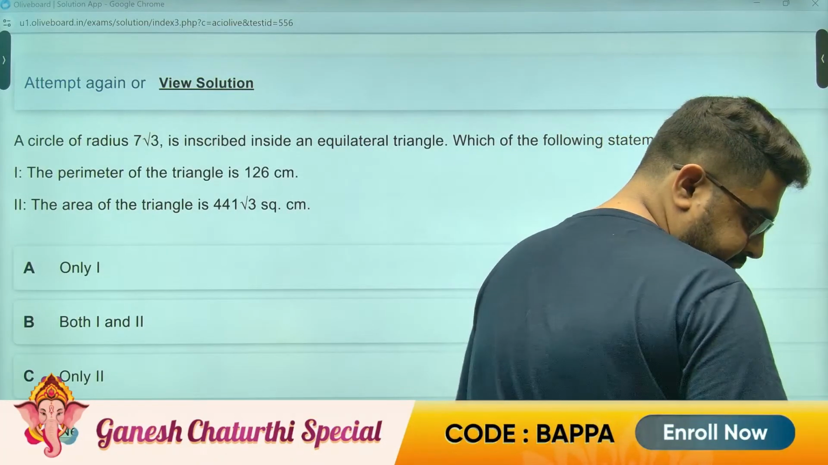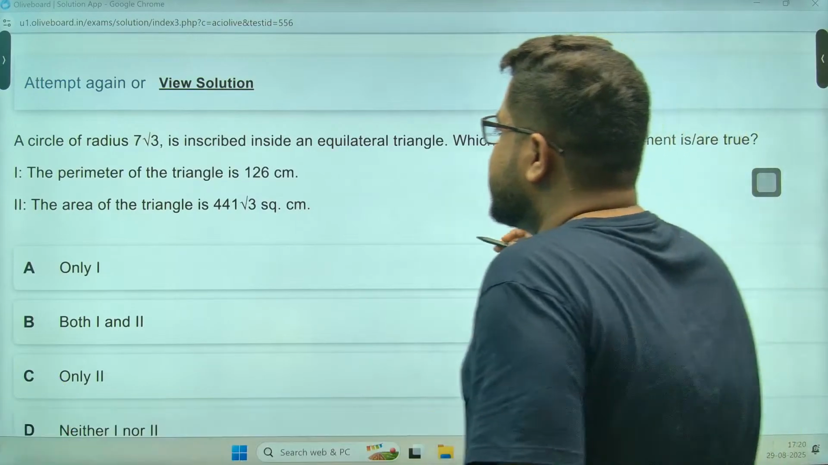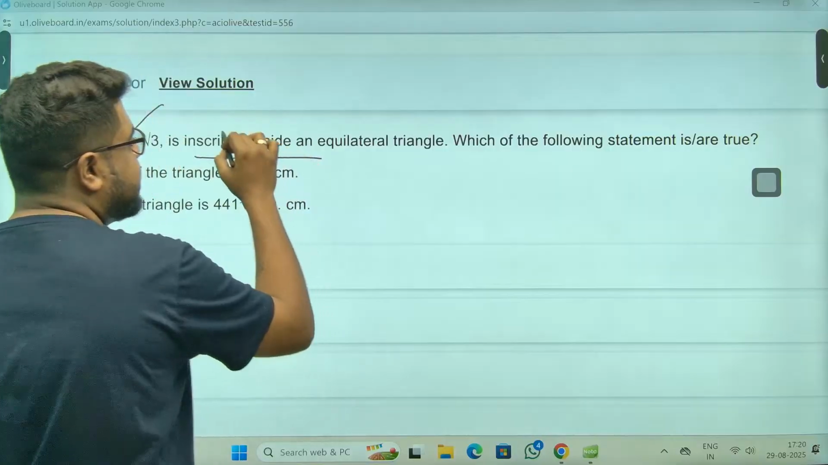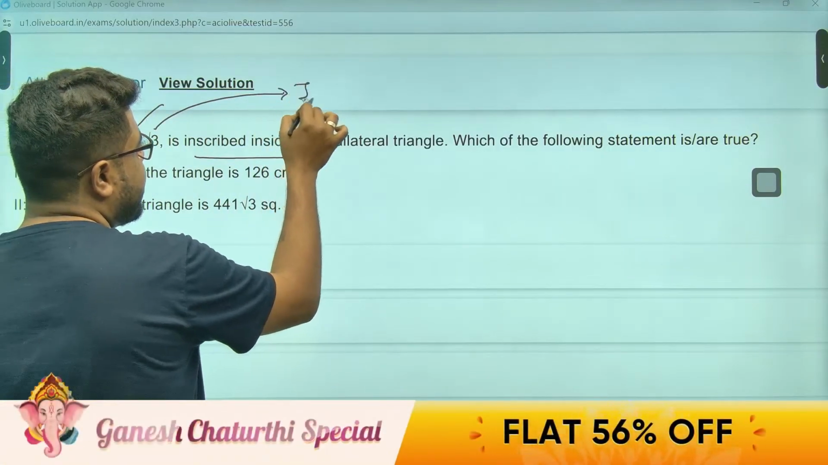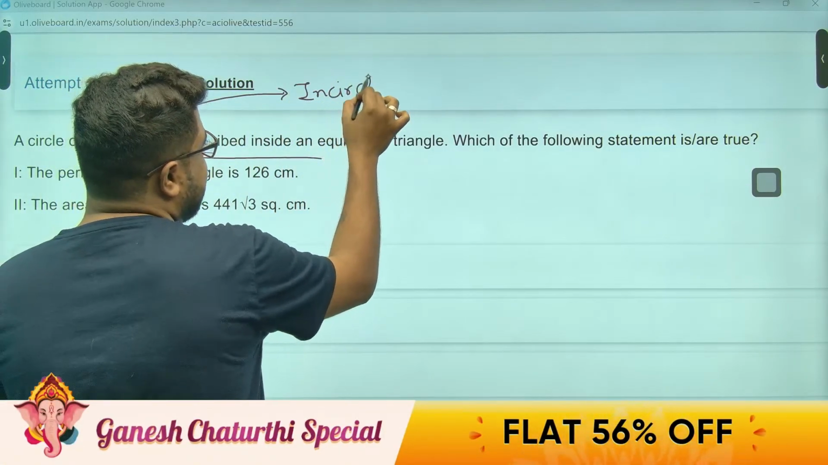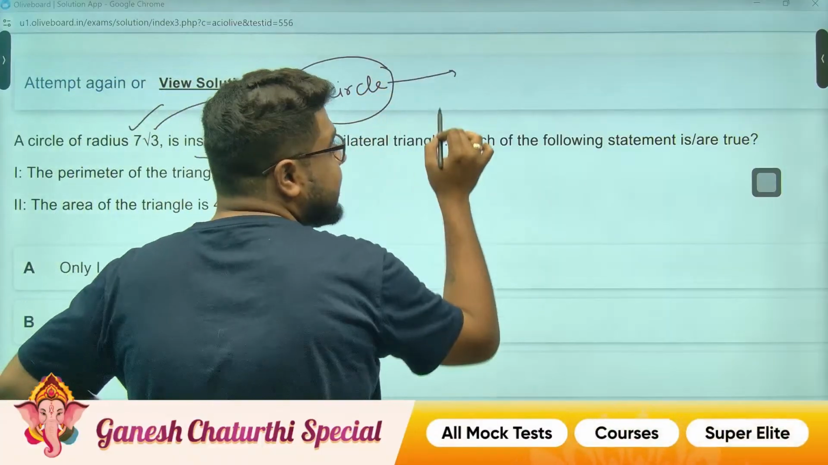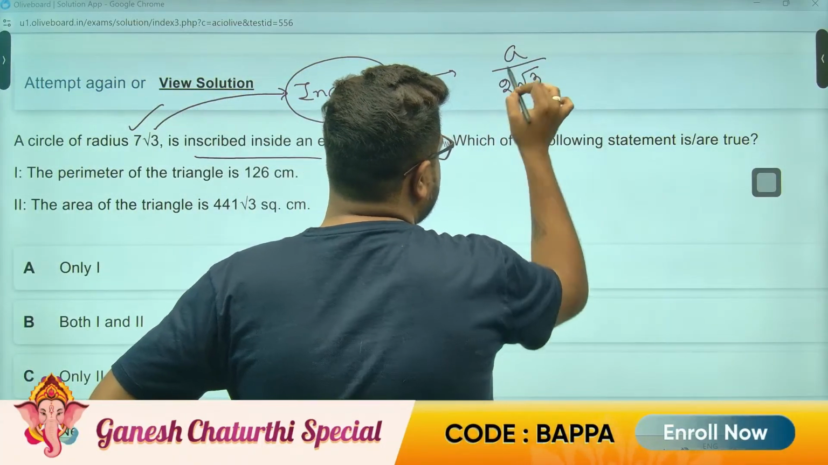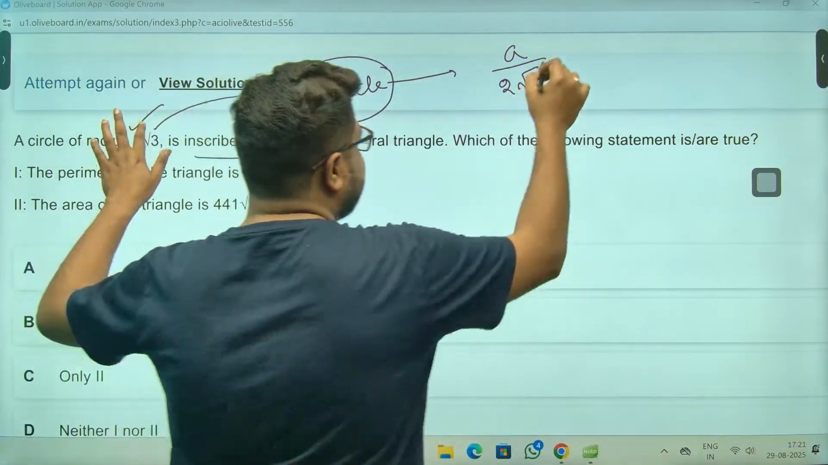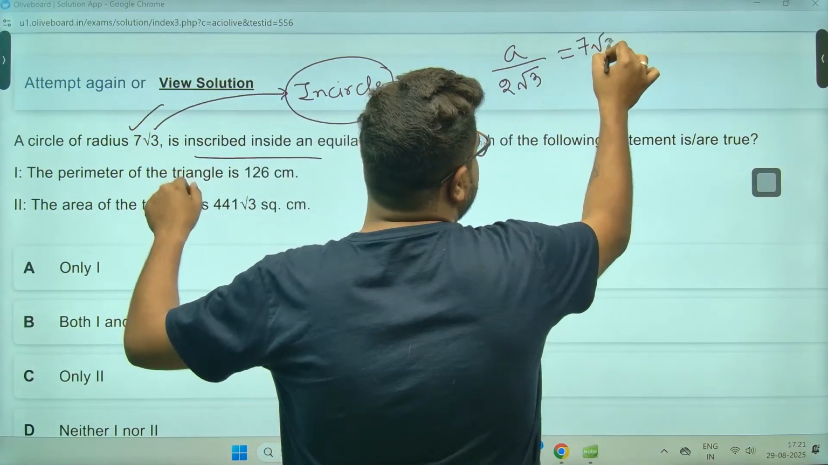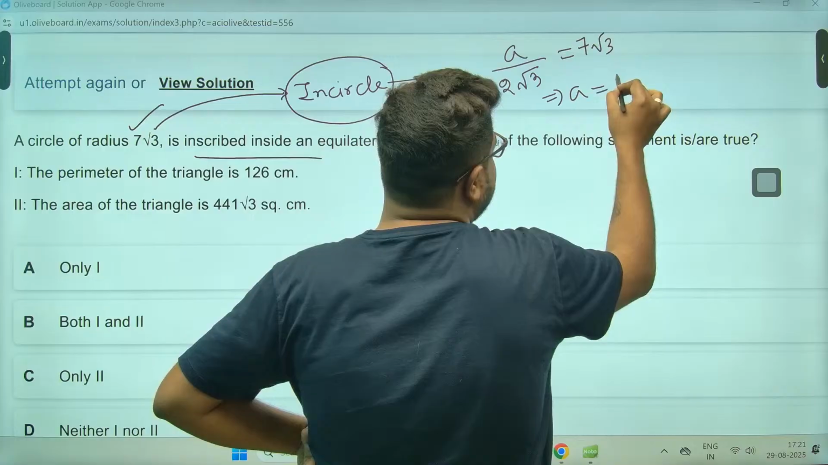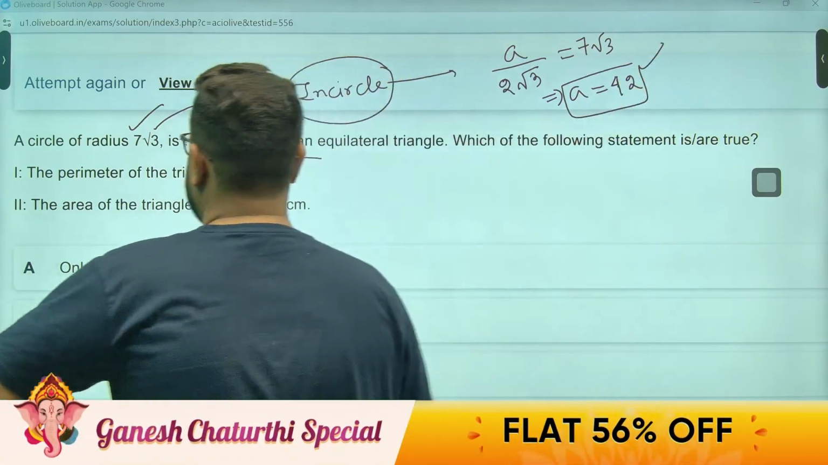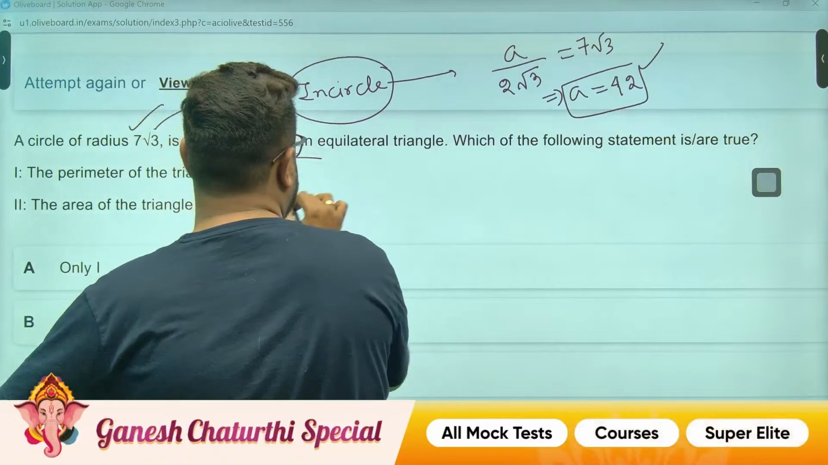Next one, sir. Now, a circle of radius, this is inscribed, sir. Inside, meaning, sir, this is the in-circle. Sir, for an equilateral triangle, the in-radius is a by 2 root 3. I told you multiple times. This is given as 7 root 3, sir. So that means a is 7 2s are 14, 2 3s are 42. Side is 42, sir. Perimeter of the triangle is 126, correct, sir.